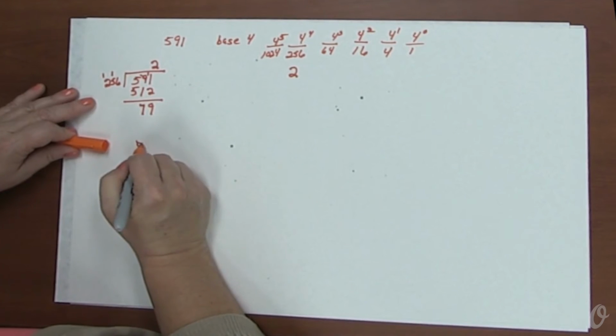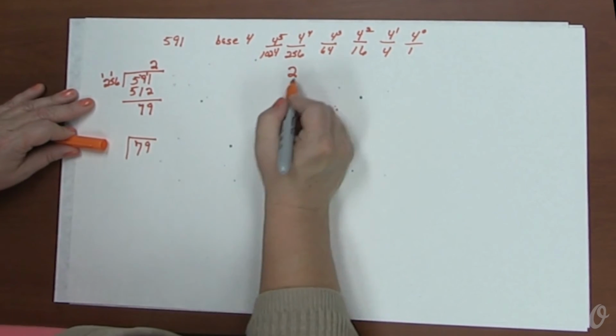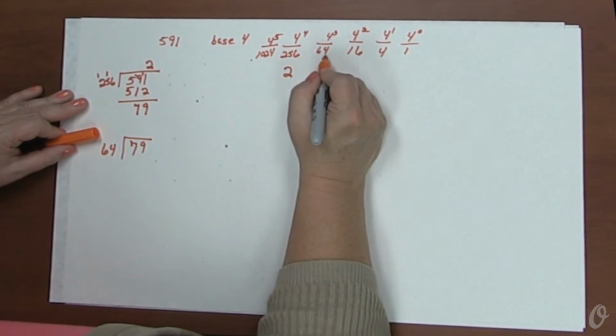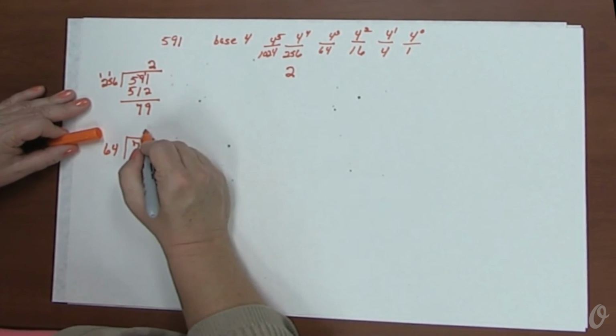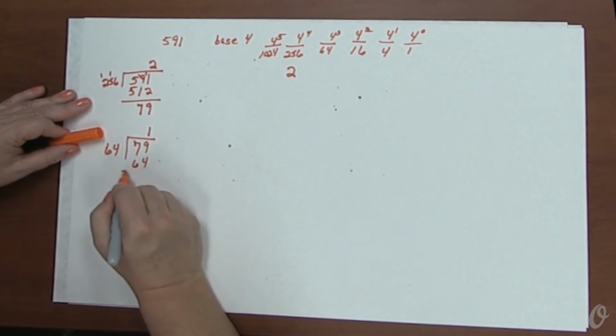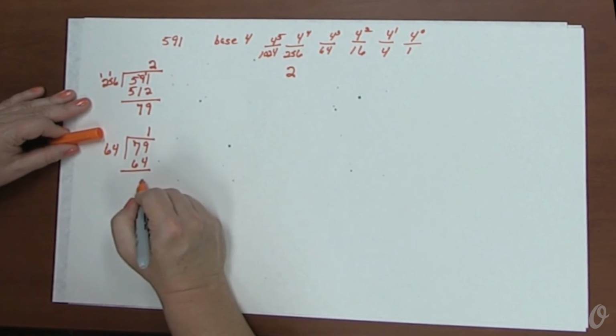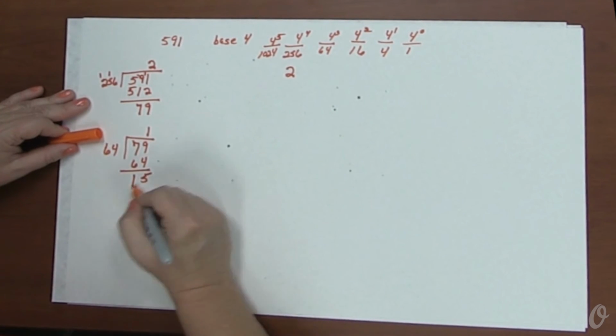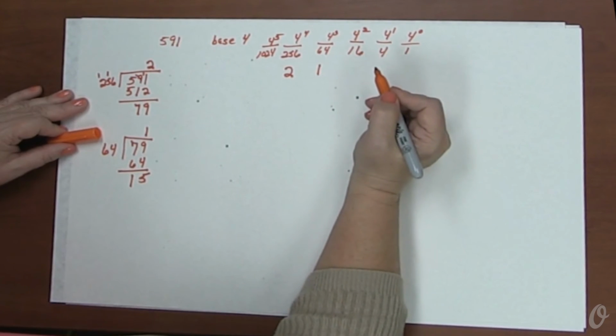Now I'm going to take my 79 and I'm going to divide by 64. 64 is my next group of 4. 64 goes into 79 one time, so that's 64. 9 minus 4 is 5. 7 minus 6 is 1. So groups of 64, I have 1.